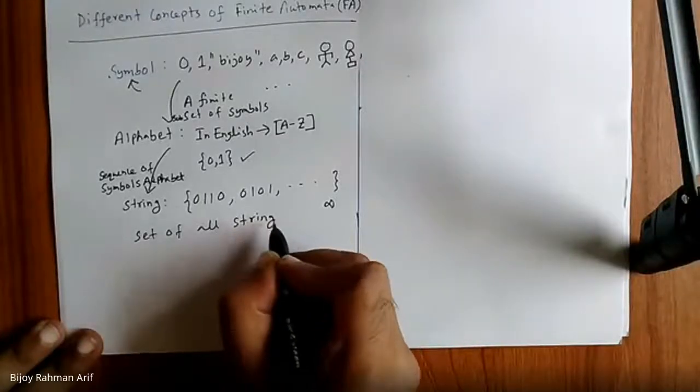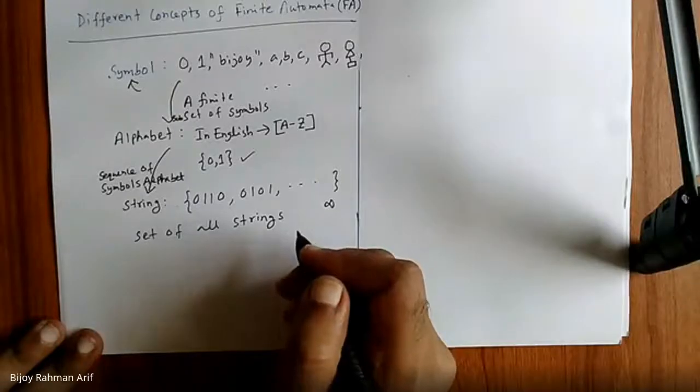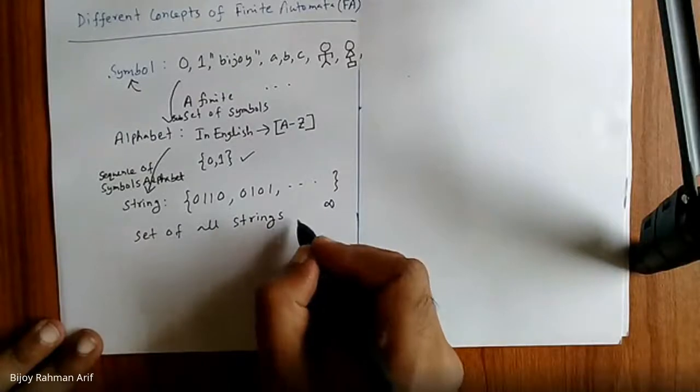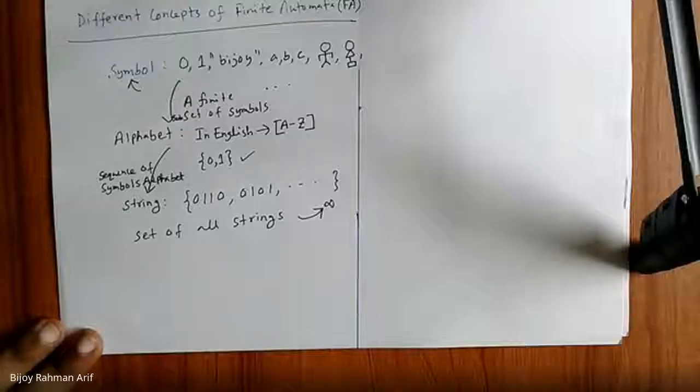Finite, sir. Set of all strings are finite. How come that is finite? Infinite, sir. Once you say finite, once you say infinite. Set of all strings are infinite, right? Yes, sir. All right. Set of all strings are infinite.